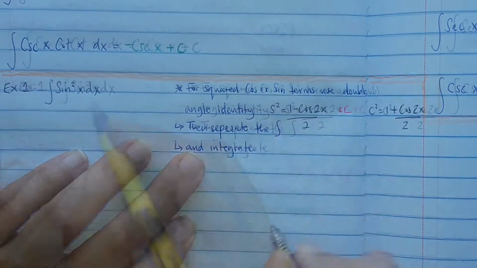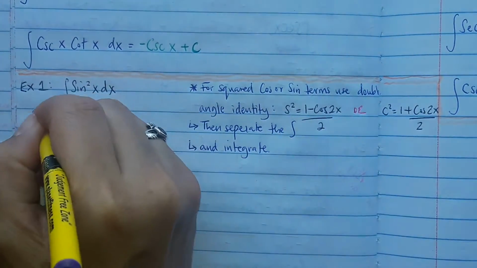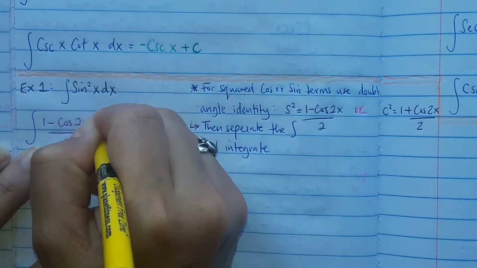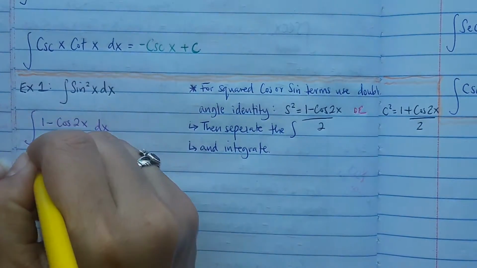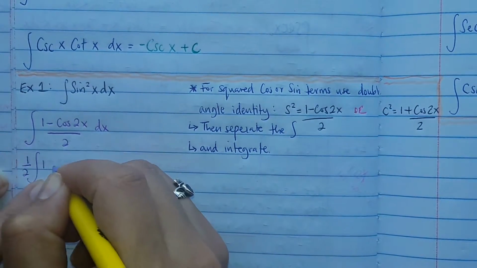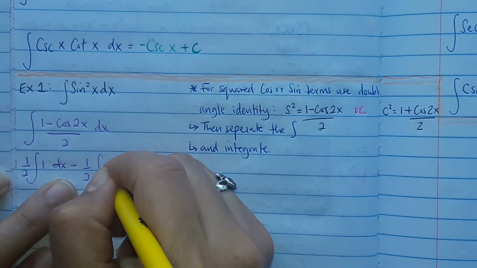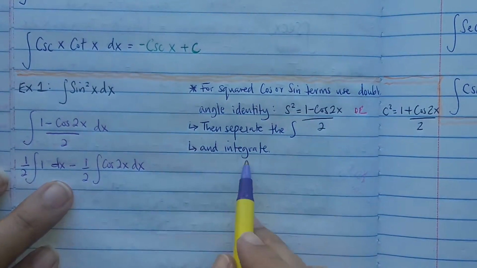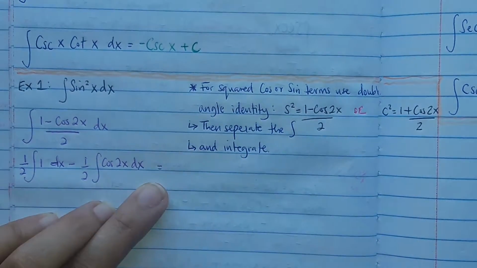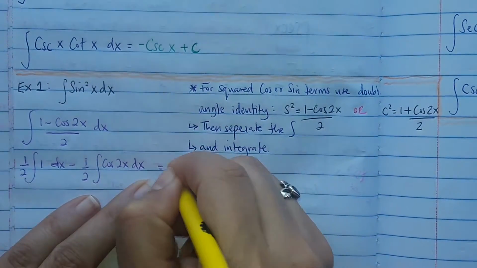So that's for sine squared and cosine squared. Alright, so replace this with a double angle. If you replace it, separate the integrals. So it's going to be 1/2 outside 1 dx minus 1/2 outside cosine 2x dx. Alright, so go ahead and integrate. Integrating 1, you're going to get 1/2 x.